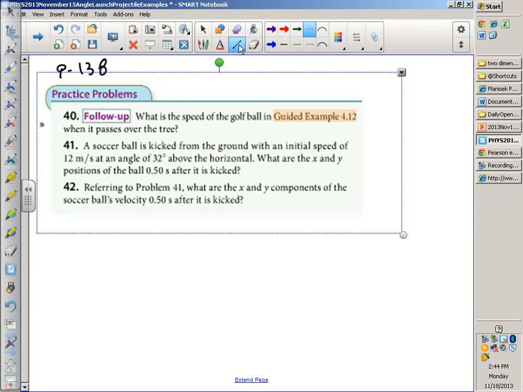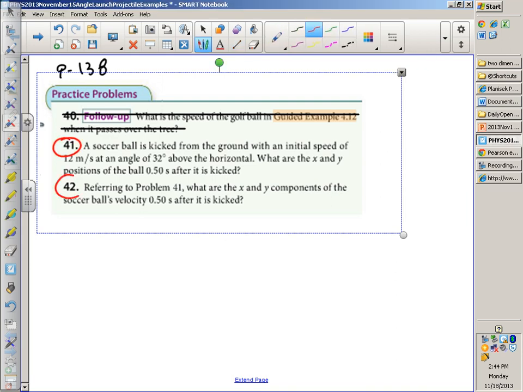We did problem number 40 on Friday. That was one of the examples that we did in class on Friday. So if you do 41 and 42, those will serve as good practice for the quiz tomorrow. Okay? Very similar to the problems that we did on Friday and today. So I'll get you started so you at least know what you're looking for.